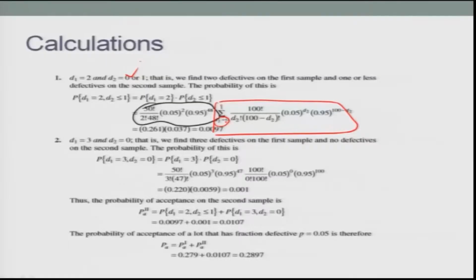Thus, the probabilities now in the second stage would be, in this case, a combination. In the first case, you have a combination of, say for example, D1 is 2 and D2 is less than or equal to 1. And in the other case, you will have D1 is 3 and obviously D2 would be 0, because you already picked up all the bad items accordingly. So, if you calculate the values, the probability comes out to be about 0.29, as in the probability sense. In the percentage sense, it will be about 29%.